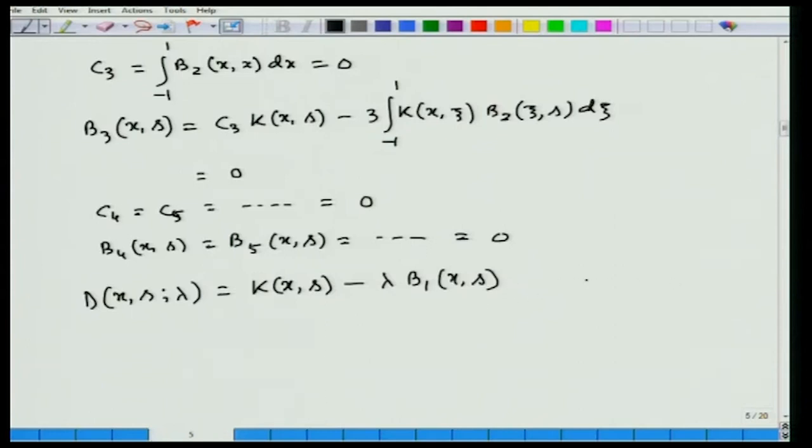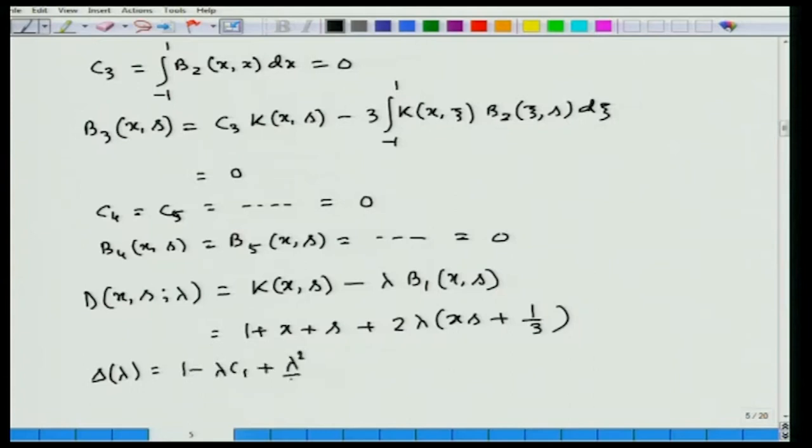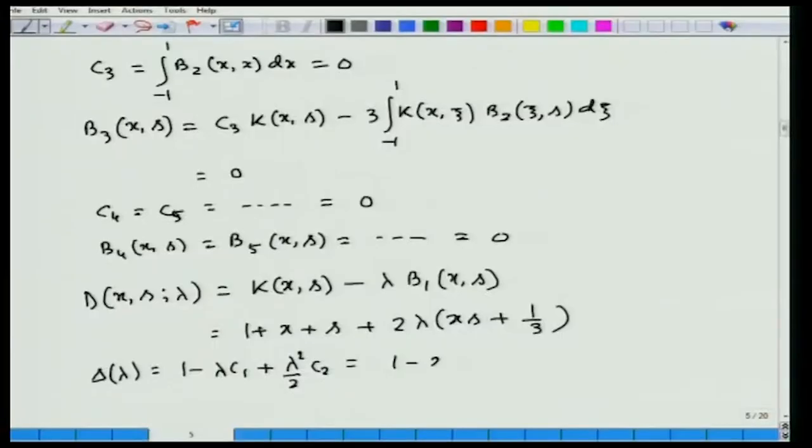So, none of the term will come here, and ultimately you will find D(x, s; λ) is equal to 1 + x + s + 2λ(xs + 1/3). So, this is actually your D(x, s; λ), and Δ(λ) will be equal to 1 − λc₁ + (λ²/2)c₂, and the rest of the terms c₃, c₄ are all identically equal to 0. Therefore, we will be having 1 − 2λ − (4/3)λ². So, this is the expression for Δ(λ).